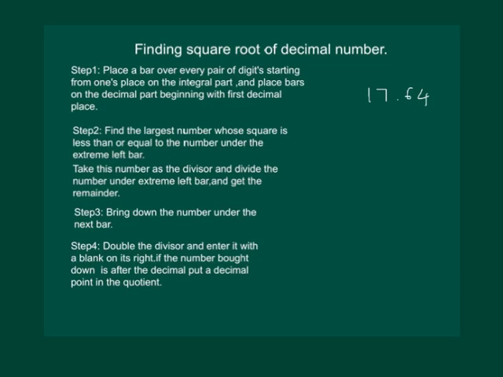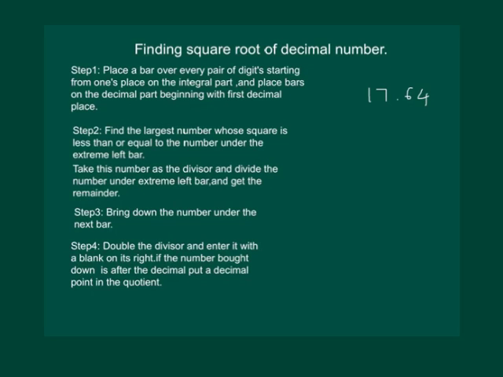According to the first step, place a bar over every pair of digits starting from ones place on the integral part and place the bars on the decimal part beginning with first decimal place. So in our number, this is our integral part and this is the decimal part. Let us put the bars.